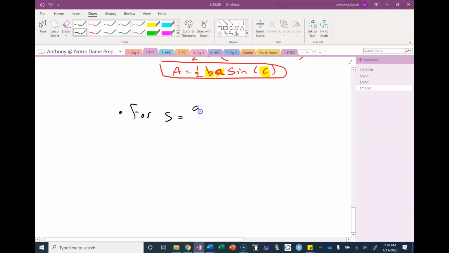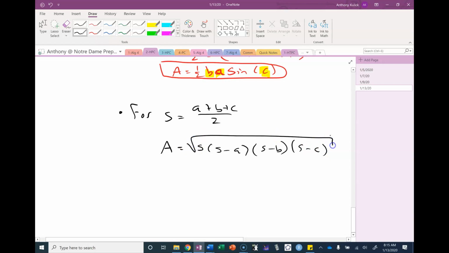So for S equal to A plus B plus C over 2, the area is equal to the square root of S times S minus A times S minus B times S minus C, where we call this A plus B plus C over 2 just the semi-perimeter. A plus B plus C is the perimeter, right? That's just the distance around the triangle.